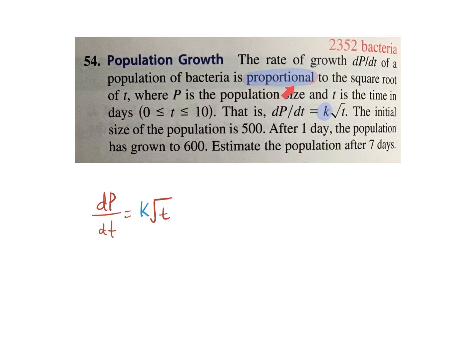When something is proportional to something else, then that something is equal to some constant times that something else. So if the rate of growth is proportional to the square root of t, then the rate of growth is equal to some constant times the square root of t.